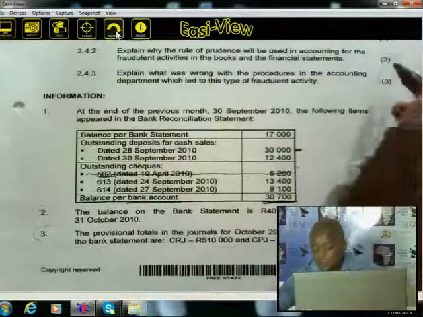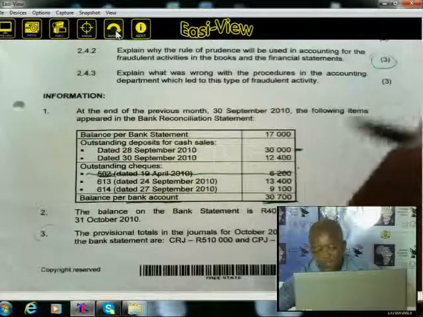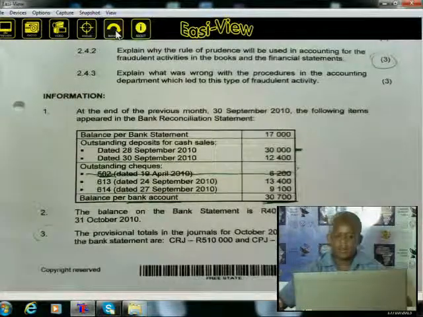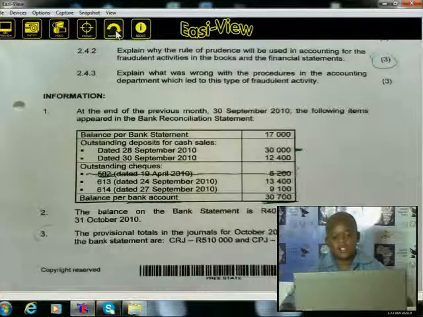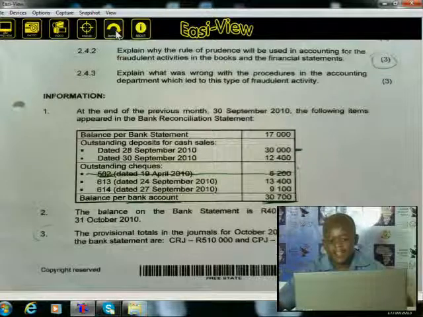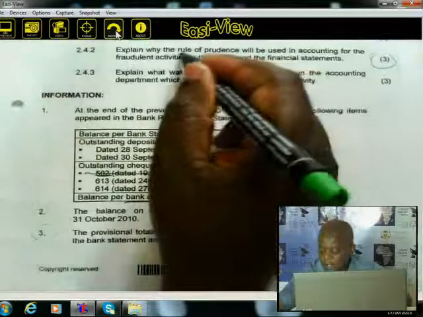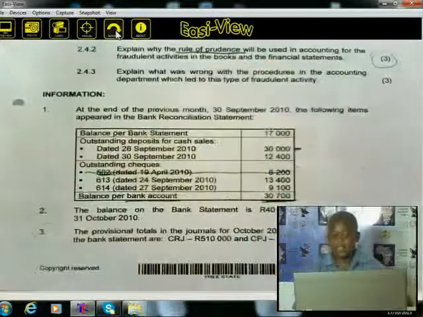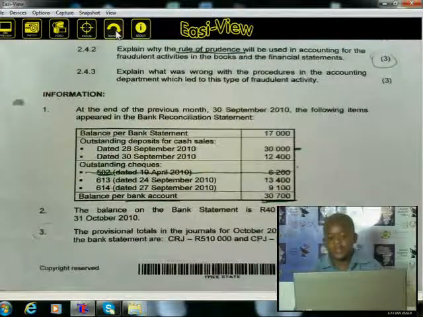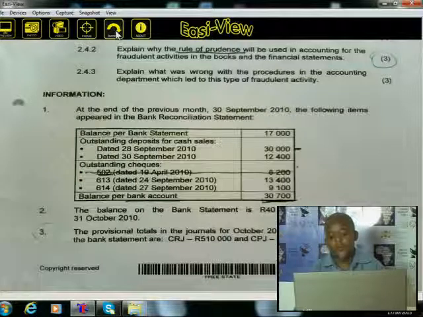Here, our dear learners, you must know the rule of prudence. Even if you can say the rule of prudence as it is, you have answered the question. Because what is needed here is whether you are aware of what the rule of prudence says when things are like this. Even if you can give us the definition or the explanation of the rule of prudence, this will be correct.